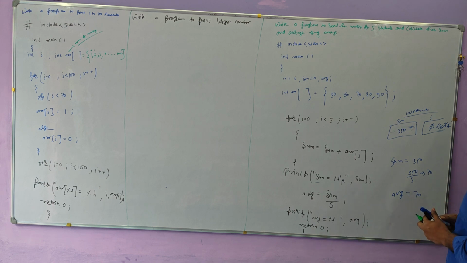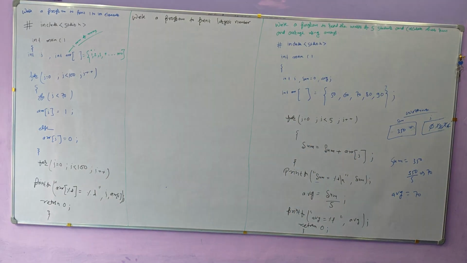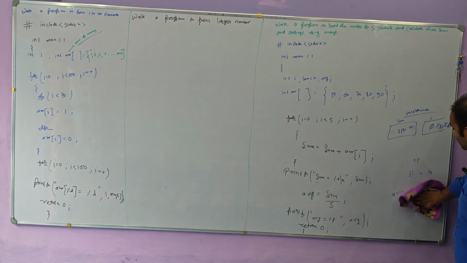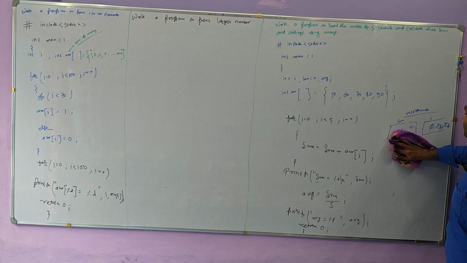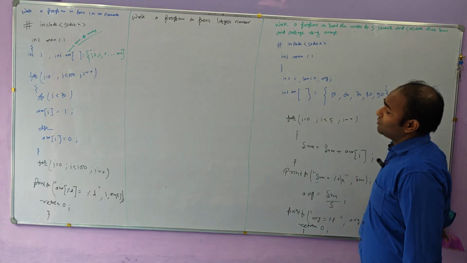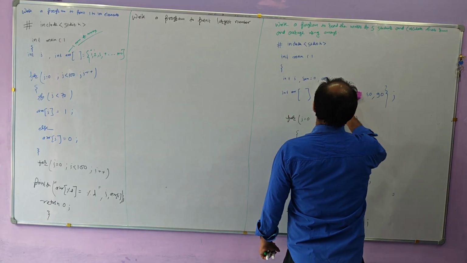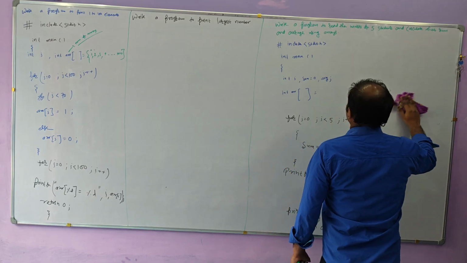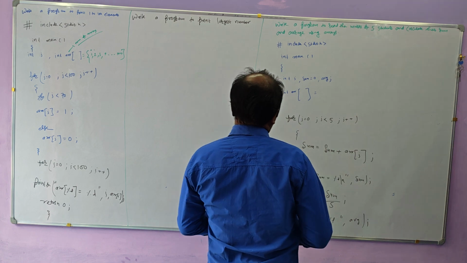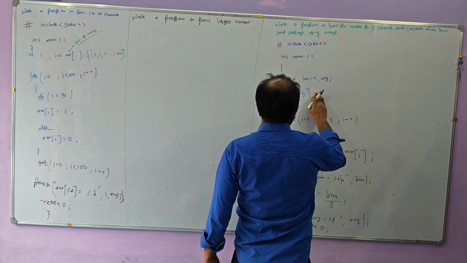Otherwise, we can also take input from the keyboard. We don't need to write the values like this. We just mention that we need to take 5 inputs. So we write int AR of 5.